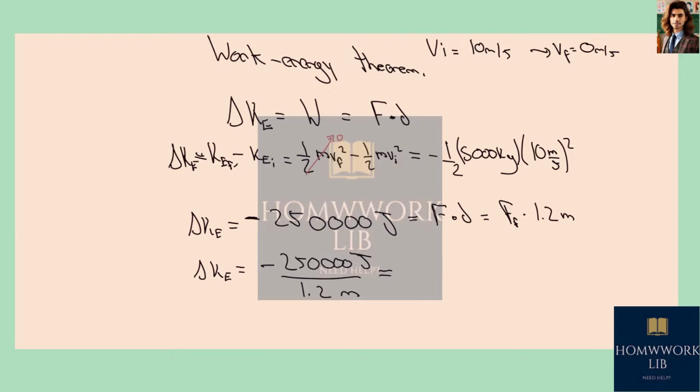which would be a force equal to minus 208,333.333 repeating newtons. And this is going to be the net force. This is going to correspond to the force of friction that is acting on our system. So this is going to be the final answer.